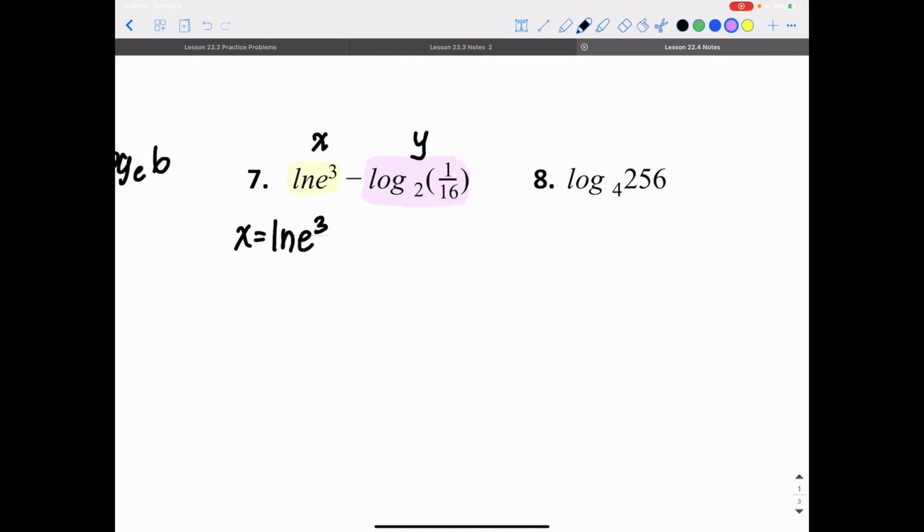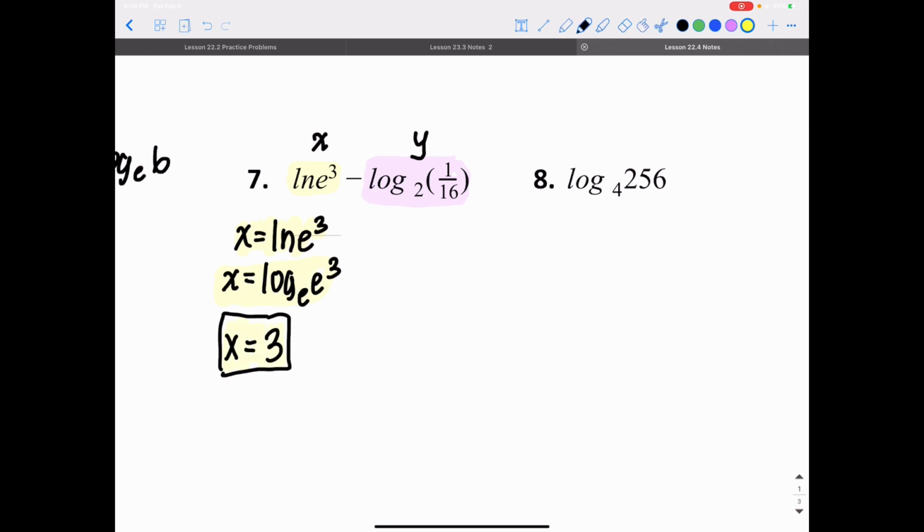And what I can do here is change ln to be log base e. I'm going to do x is equal to log base e of e to the third power. I'm asking, what do I have to raise e to get e to the third power? And that's going to be 3. So x is 3 for what I've highlighted in yellow.